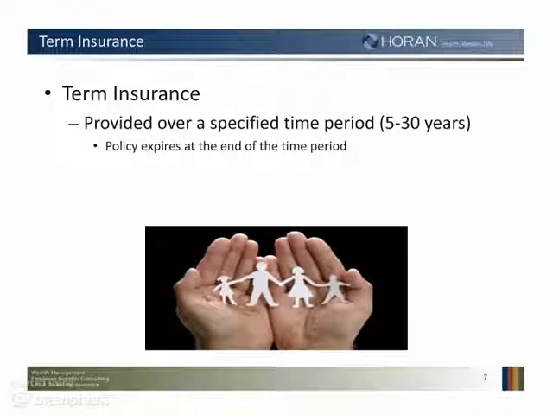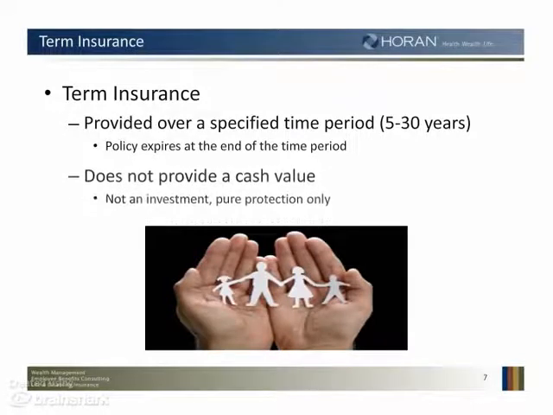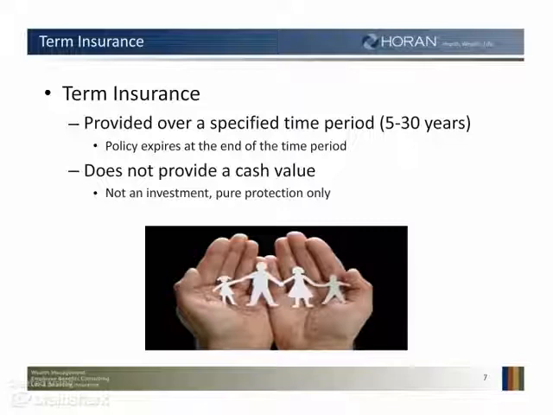Term insurance is life insurance provided over a specified time period. The term is typically 5 to 30 years, and the policy expires at the end of the term. Term insurance is typically the type of insurance provided by an employer. Term insurance does not build a cash value, meaning the policy does not serve as an investment. It is intended strictly to provide a benefit payment to a beneficiary in the event of death. For this reason, term insurance tends to have much lower premiums than a permanent policy with the same death benefit.